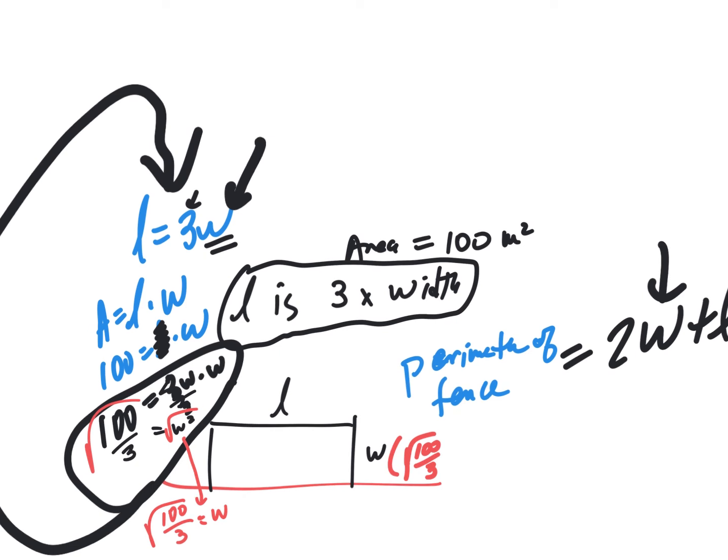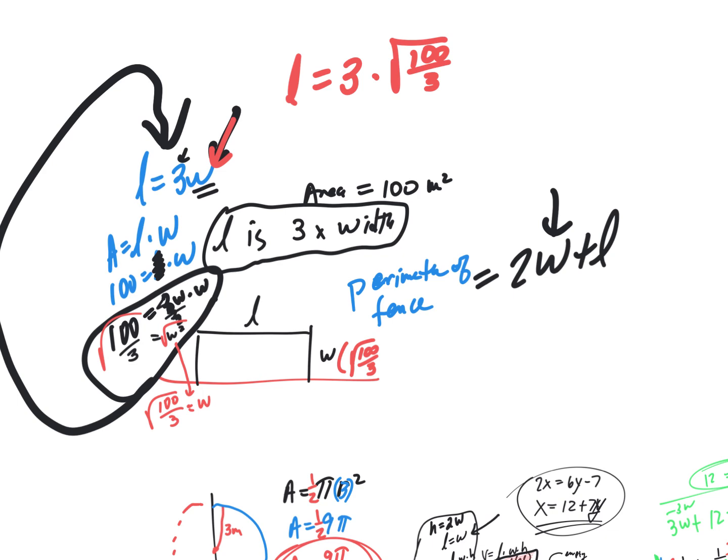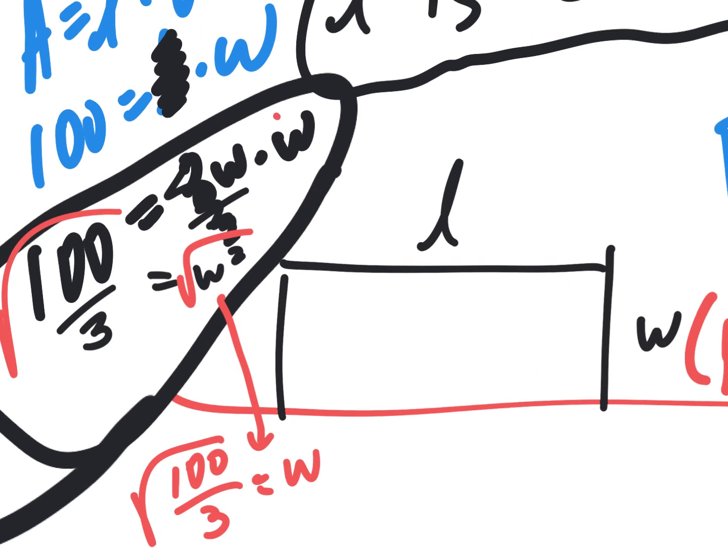Well, I can put my width in right here and say length is 3 times the square root of 100 over 3. Can those 3's cancel? Think about it. No. The square root of 3 on the one side and 3 on the other. You can't cancel those. Question? Why didn't you just leave it as 100 over 3 for me? Oh, because we had W squared right here, W times W. That's why we have W squared. So then I've got to square root it to get the squared off of there.